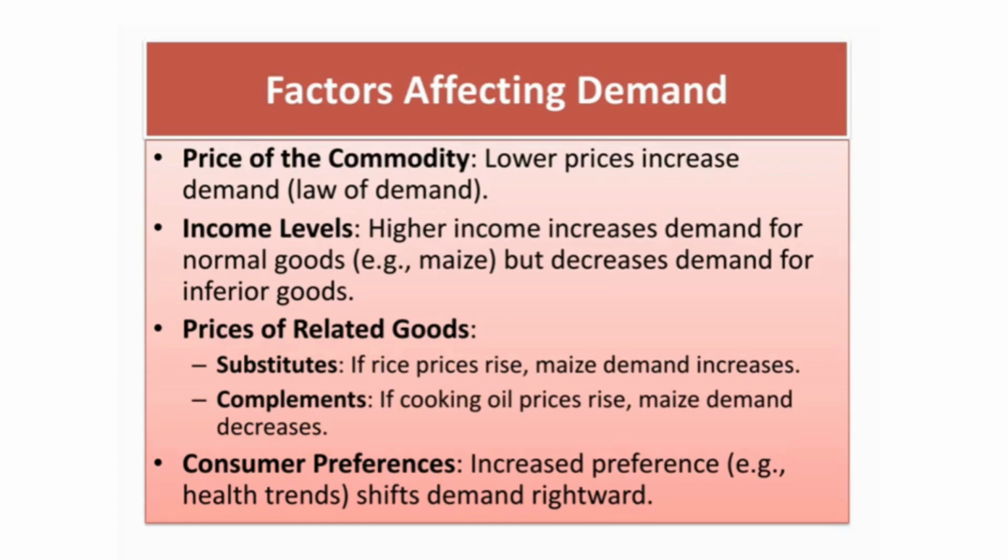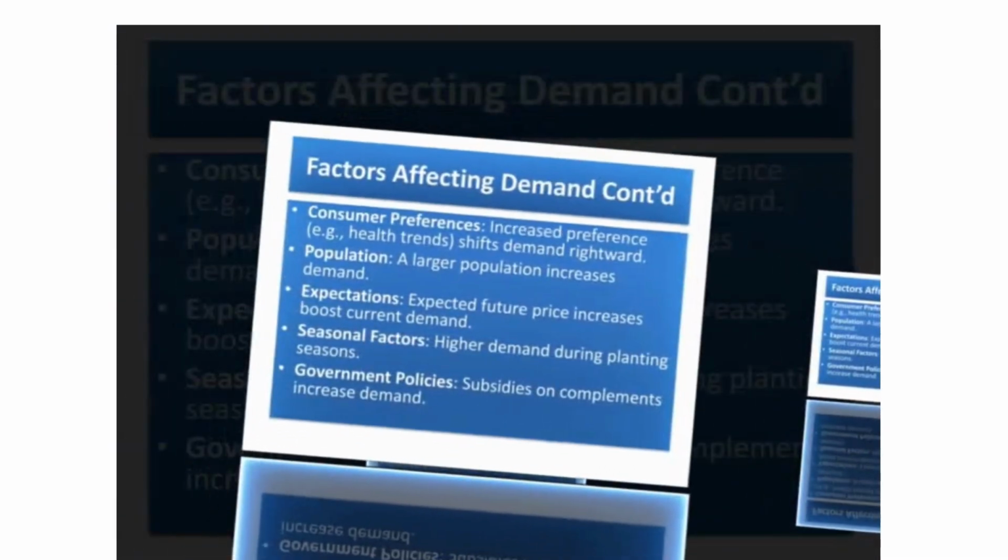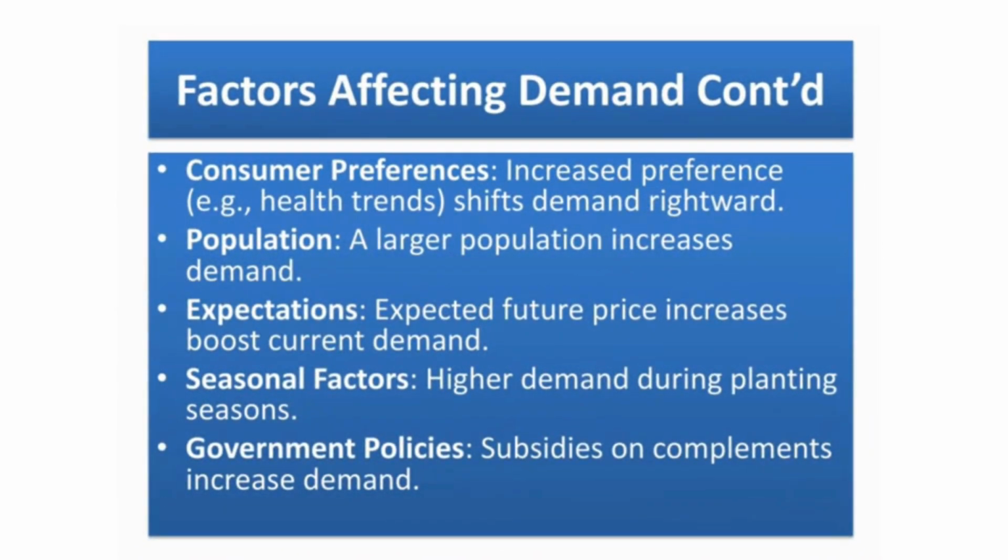Consumer preferences or taste is also another factor that does affect demand. Increased preference will tend to shift the demand curve rightward. Population, for instance, a larger population will increase demand for a commodity. Expectations, seasonal factors, and government policies are also notable factors that do affect demand.